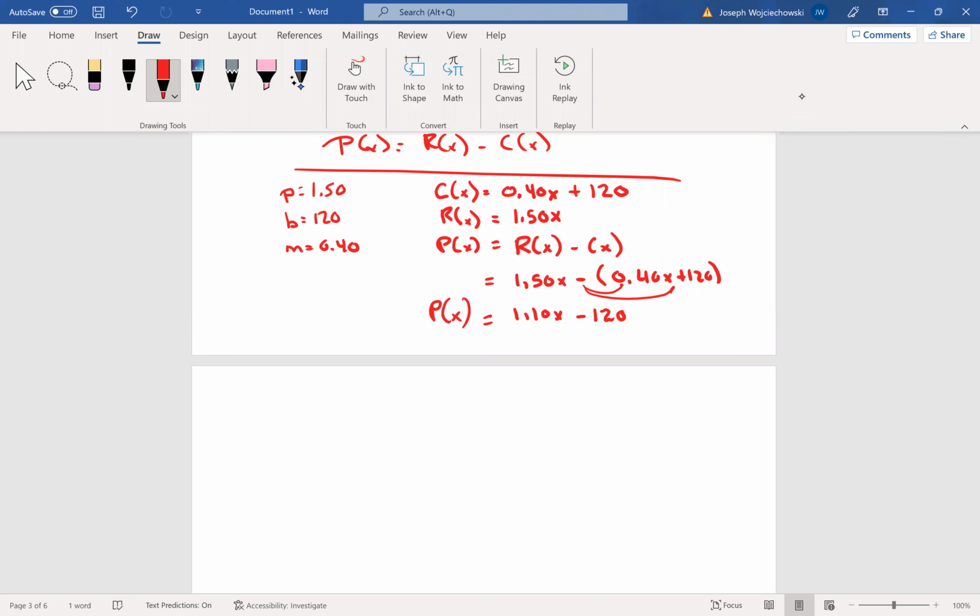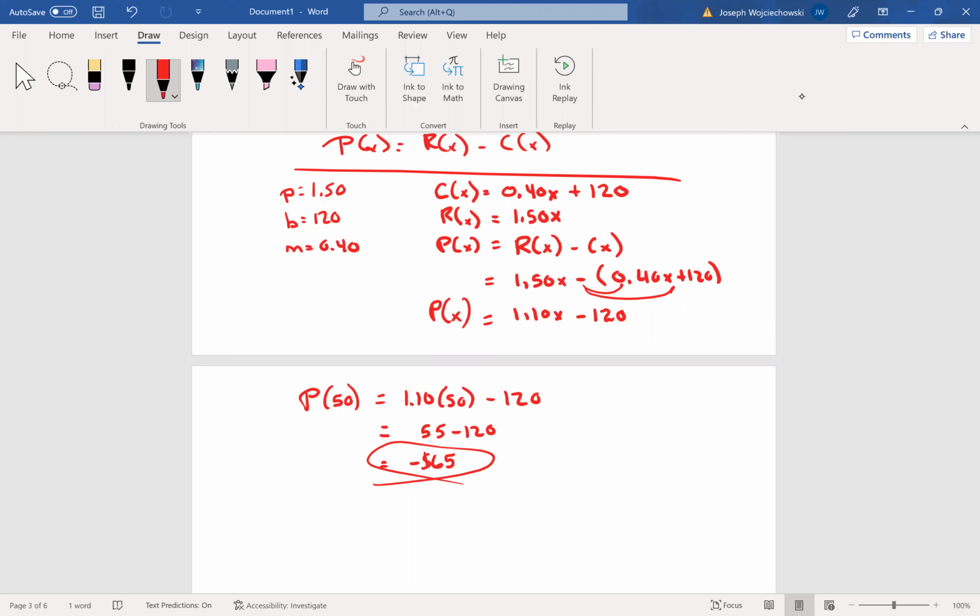How much profit will the vendor make if 50 cups of lemonade are produced and sold? So now I want to know P of 50, which is 1.10 times 50 minus 120. So this is 55 minus 120, which is negative $65. So it's a loss of $65.